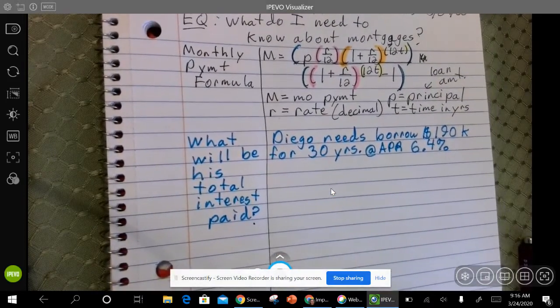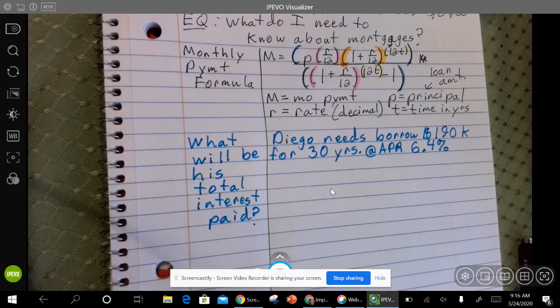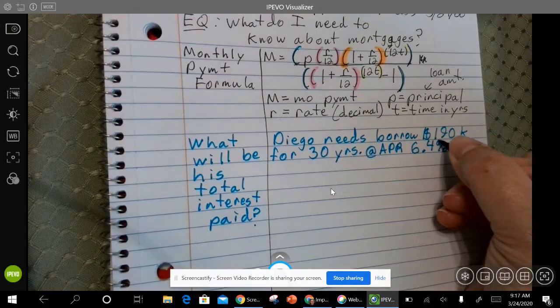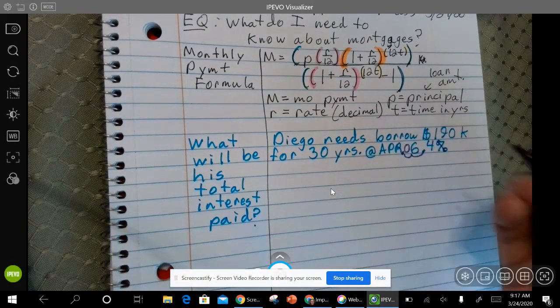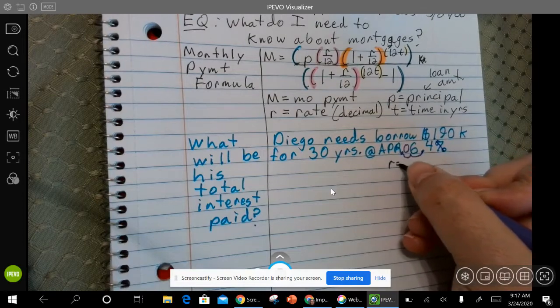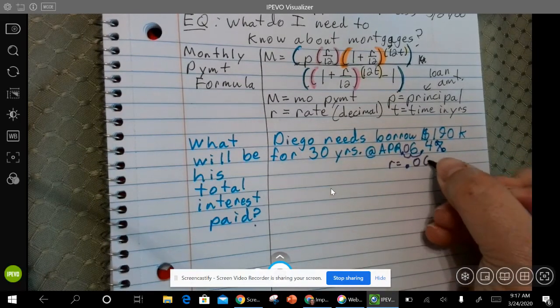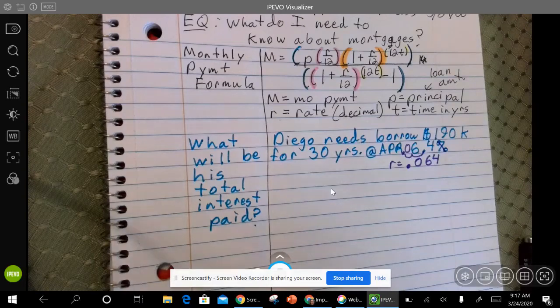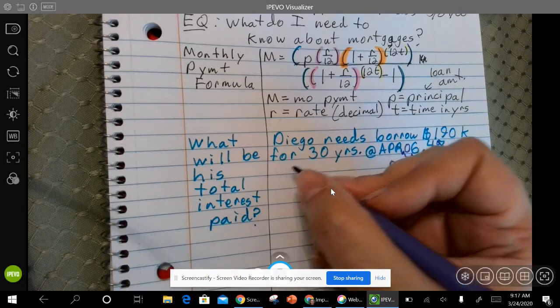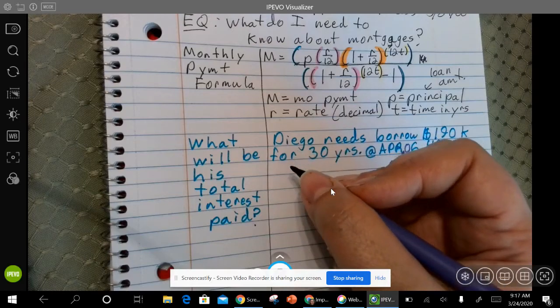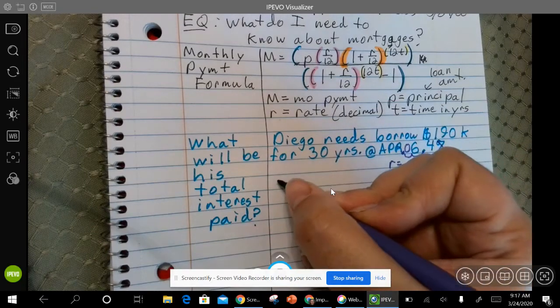Okay. So let's go ahead and figure that out. We're going to identify all the variables just like we normally do, everybody. So the rate, everybody remember, we're going to drop the percent sign and go to the left, add the decimal and the zero. So our rate is 0.064, or you can also divide by 100. What we're solving for, everybody, is M, our monthly payment amount.